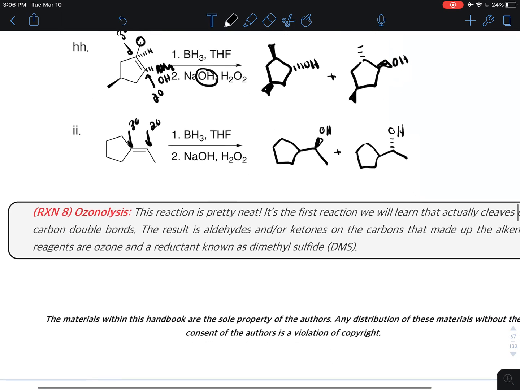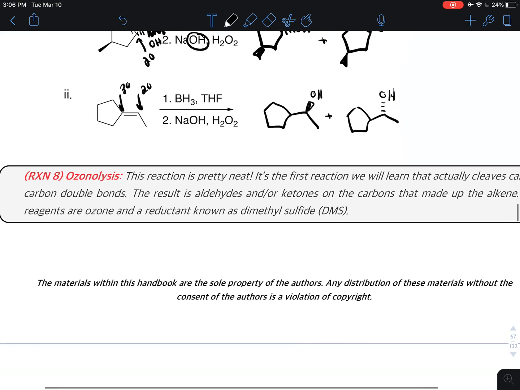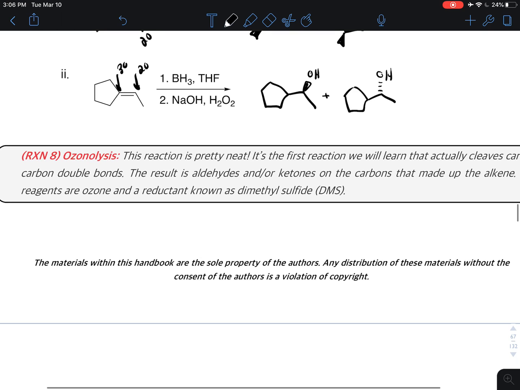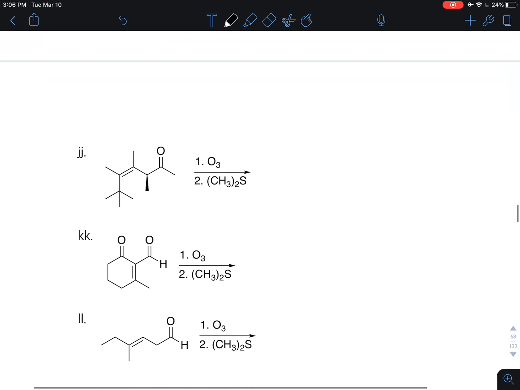All right, so the next reaction we're going to talk about is ozonolysis, and this is really neat. No mechanism again, but basically we're able to form aldehydes and ketones from our alkene starting material, and it actually cuts carbon-carbon bonds. Okay, so essentially, our main reagents here are going to be ozone and then dimethyl sulfide. Dimethyl sulfide is a reducing agent. We don't really need to know anything beyond that, and no mechanism to consider.